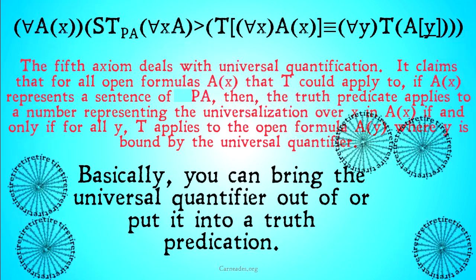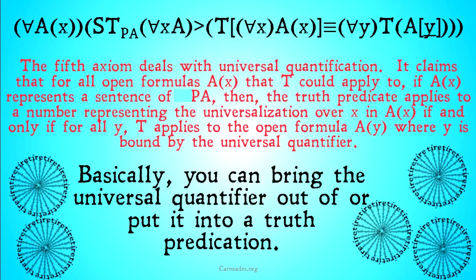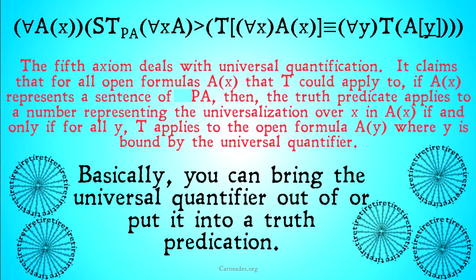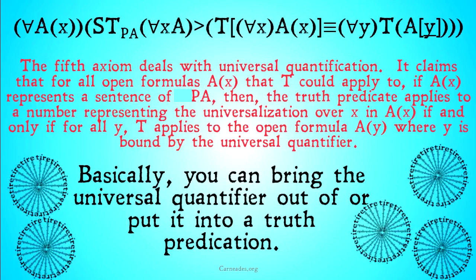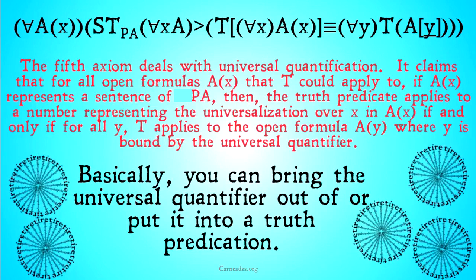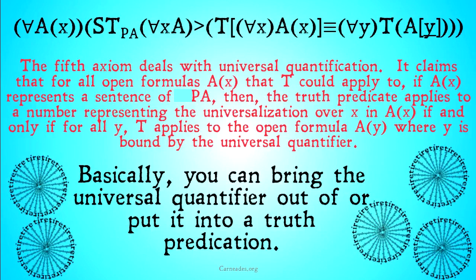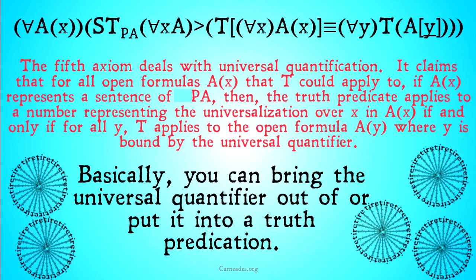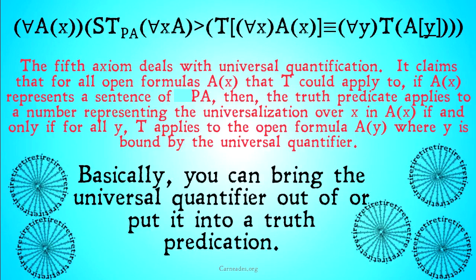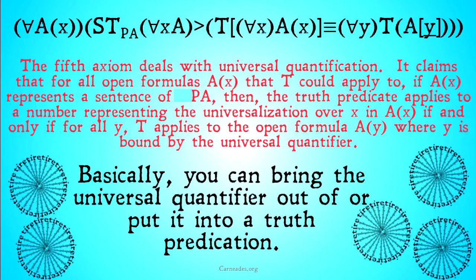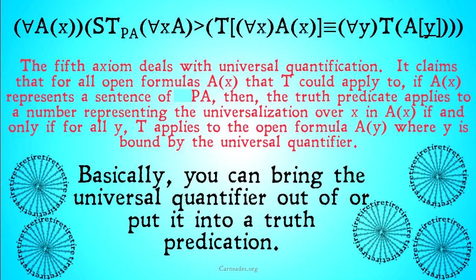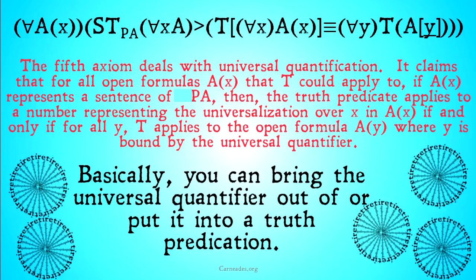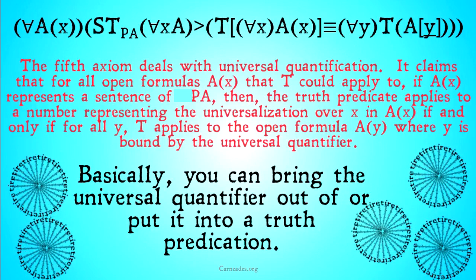Basically, you can bring the universal quantifier out of or put it into a truth predication. If you look carefully, you'll see that all we've done is, once again, inside the square brackets, you have the universal quantification over X of that bound variable in that A. And we're going to pull that out of the formula, throw it on the outside, and then bind that new variable Y from the outside. The simpler way to think of this is you can pull universal quantification outside of the scope of the truth predication.